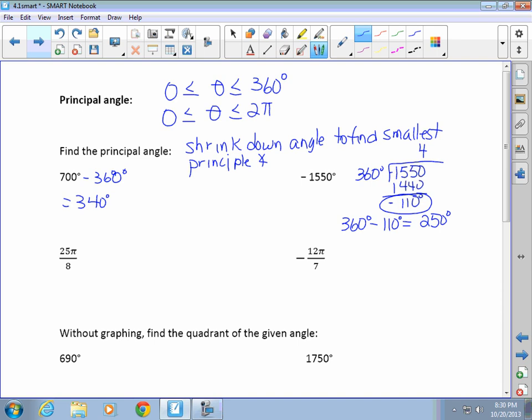So 25 pi over 8, if I subtract 2 pi from there, well, I need to have these with the same denominators. So I have 25 pi over 8 and 2 pi. If I change that to a denominator of 8, I'm going to multiply top and bottom by 8, so this would be 16 pi over 8. So that's 9 pi over 8. So my principal angle would be 9 pi over 8. It's positive, so I can leave it. Negative 12 pi over 7.